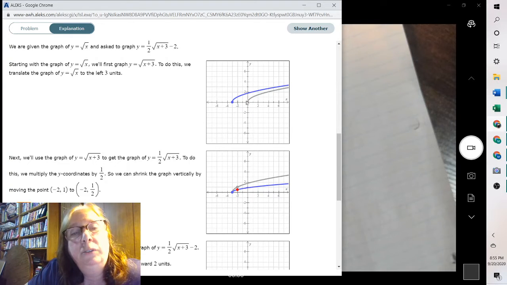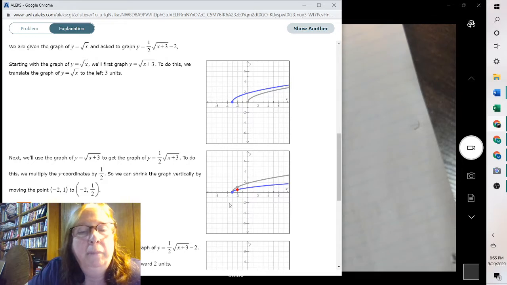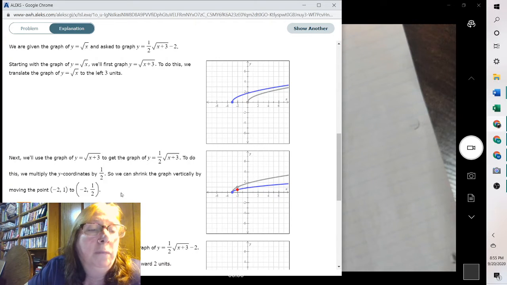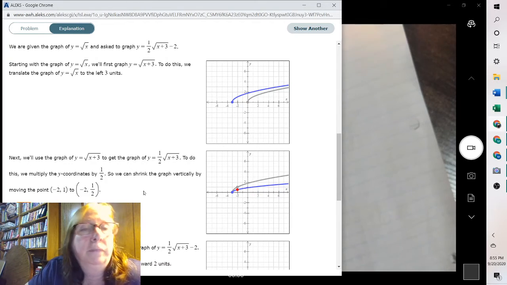Now on a test, you just have to move left 3 down 2. I'm not as concerned about how precise this point is, but you will have to do it for these. So take the point -2, 1, and then whatever's in front, you multiply the y value by it. Let's try another one.